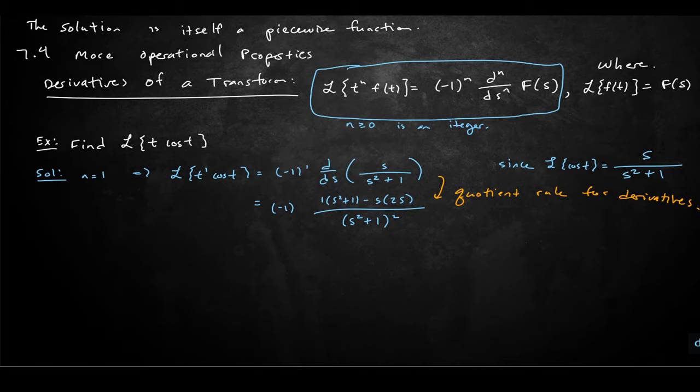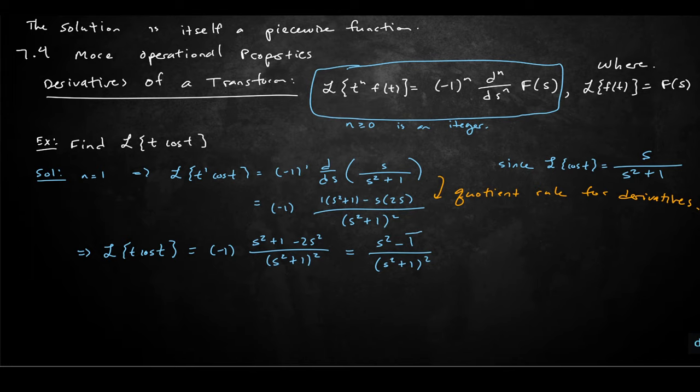And we can simplify that, which would tell us that Laplace of t cosine t would be equal to, keep that negative 1, s squared plus 1 minus 2s squared over s squared plus 1 squared. We'll just leave the denominator like that. And I think this is going to turn into, let's see, negative 2s squared plus s squared is negative s squared. It's going to be s squared minus 1 over s squared plus 1 squared. And that is our Laplace transform of t cosine t. And that's the same thing we had in the chart. So that feels good. Got the same thing.